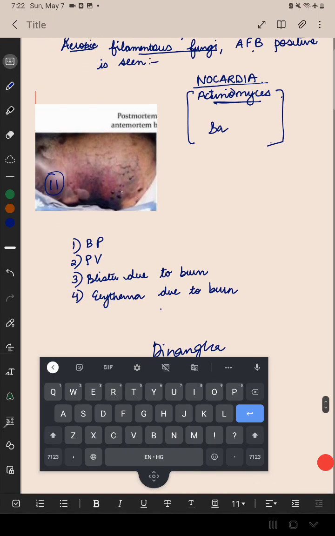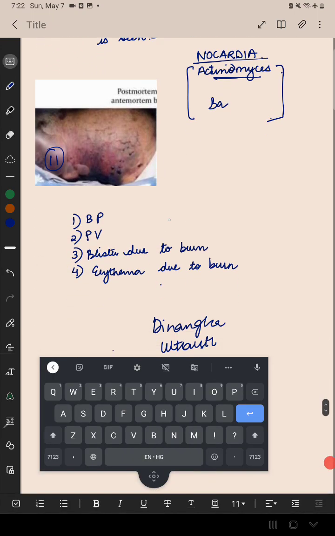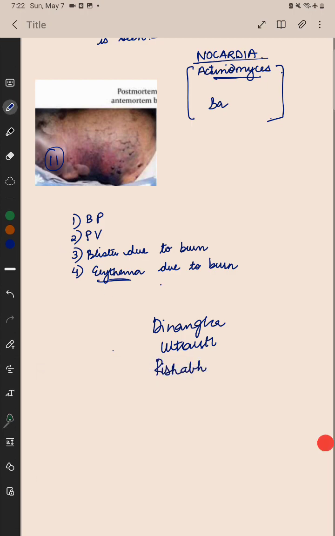Then there was a picture of a blister with a little bit of charring around it. When you have charring, it's unlikely to be BP and PV. In BP and PV, they will not give you a single blister. They will give you multiple blisters all over the body. So if they had given a single blister like that, and it wasn't just erythema, there was also blistering, then you have to remember that it is due to a burn, because there was some amount of charring around it.